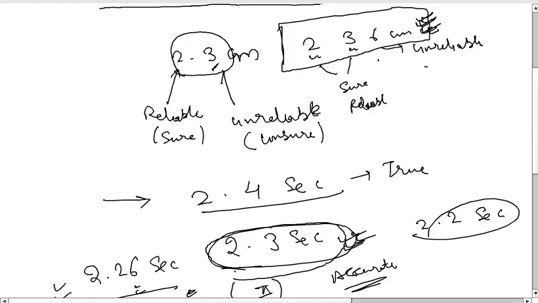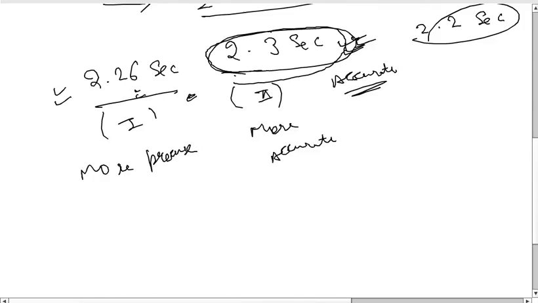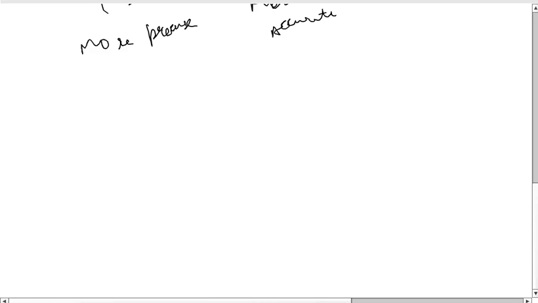Now let us discuss what significant digits are. I guess you might already have studied this. Okay, now let us study what these significant digits are.